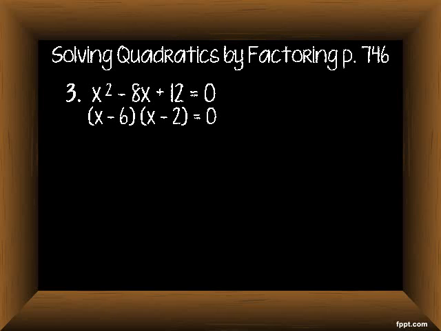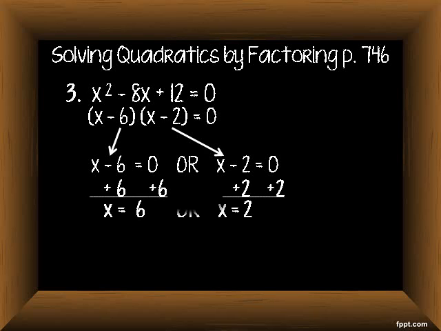And your third step is to break it into two linear equations to set each factor equal to 0. And now you know how to solve two linear equations. Use inverse operations once again. There's your solutions.